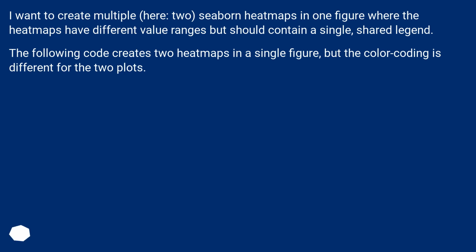I want to create multiple, here 2, seaborn heat maps in one figure where the heat maps have different value ranges but should contain a single, shared legend. The following code creates 2 heat maps in a single figure, but the color coding is different for the 2 plots.